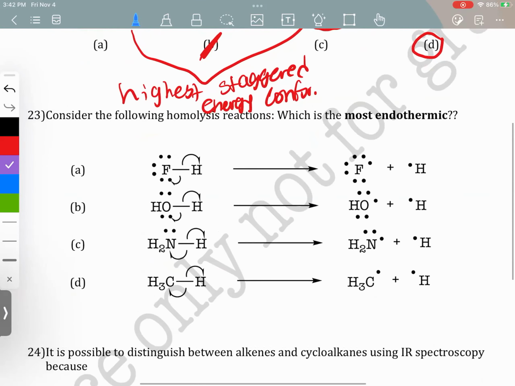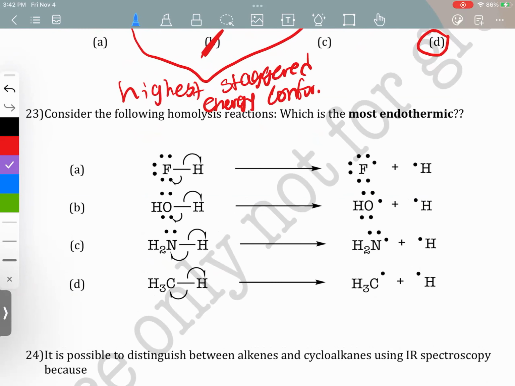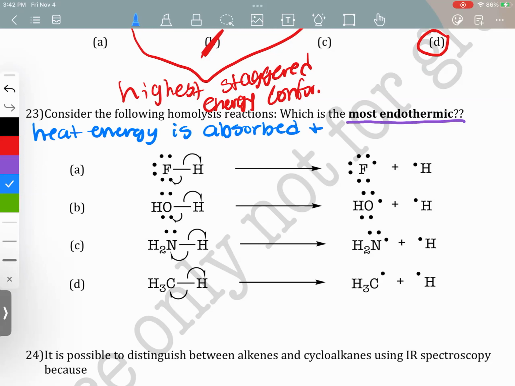Question 23. Consider the following homolysis reaction. What is the most endothermic? So, in an endothermic reaction, what's happening? Something is entering. That's how I remember it. Heat, energy is being absorbed. So are we creating bonds? Look at the products. We're not creating, we're breaking.